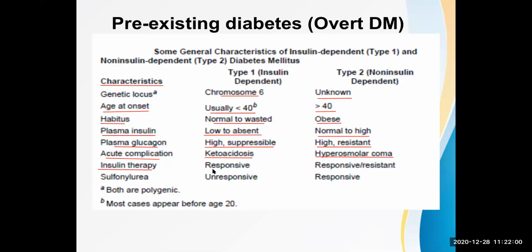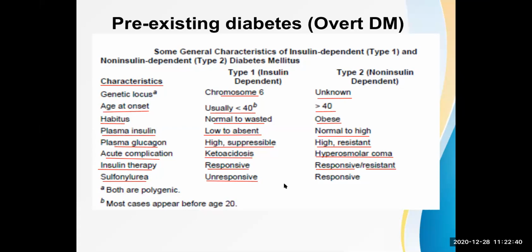Regarding the insulin therapy, type 1 diabetes is responsive and type 2 is also responsive, usually, but it depends. If the peripheral receptors are very much resistant, then whatever insulin we give, it may not act. But usually it is responsive. And in a very late stage of type 2, insulin is given for the treatment. Now, sulfonylureas are called oral anti-diabetic drugs or oral hypoglycemic drugs. So in type 1, there is no use of sulfonylurea.